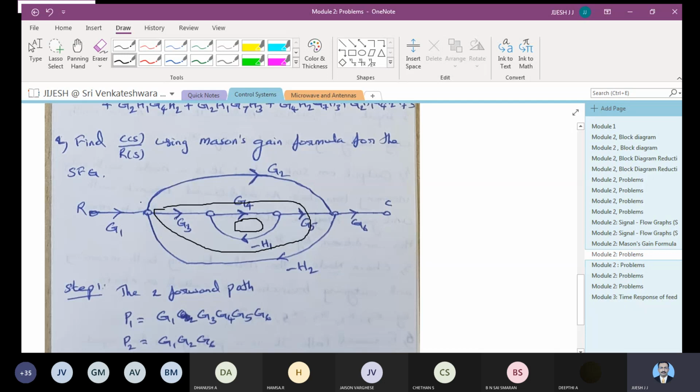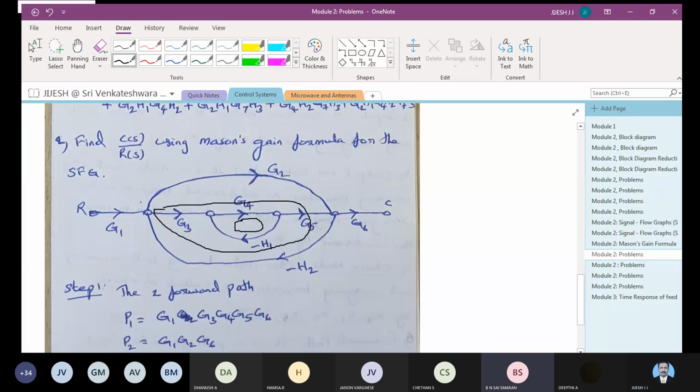Then only two are there or three are there? See, identifying the loops is very important. Don't be in a hurry and make mistakes. Tell me what the third loop is, if it is there. Anyone of you got the third loop? Whether it is there or only two loops are there? Three loops are there, sir. Then tell me what the third one is.